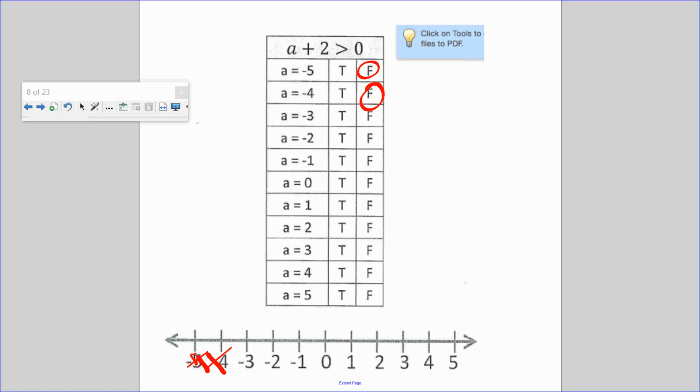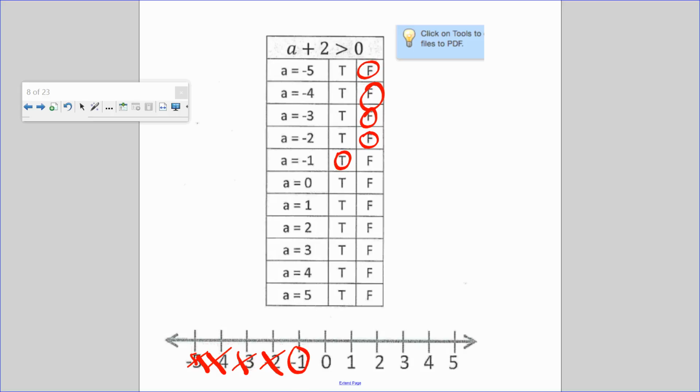Negative 3 plus 2 is negative 1. Is that greater than 0? False. So we know this cannot be possible. Negative 2 plus 2 is 0. Is 0 greater than 0? False. So we know that cannot be true. All right, let's do negative 1 plus 2 is 1. Is 1 bigger than 0? That's true. I circled this.